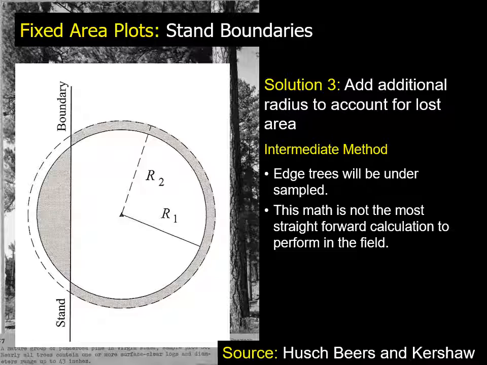Alternatively, we could do some math and actually augment the radius of our plots to account for the area being lost outside. Mathematically, this is a really great way to account for any bias effects that our inventory might cause, but conducting this math in the field to account for this area and increase our radius would not be simplistic to do, making it very difficult to execute well.